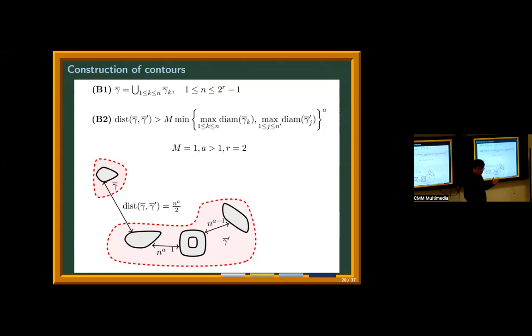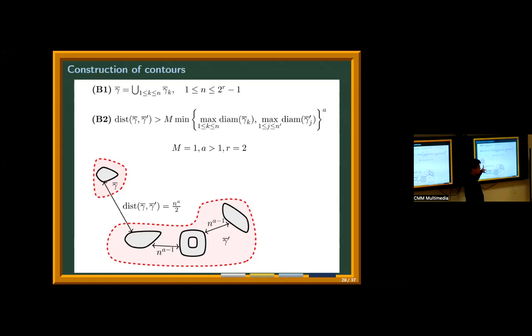If you take a look at B2, the contours must be far from each other. How far? Since we assume that each of these pieces has diameter N, the max of all N is N, and the min of N is N. M is equal to 1 because we just choose M to be 1. Replacing everything, the distance between contours should be larger than N^A. If you look here, I forced this distance to be N^A/2, which makes the distance condition false. Since it's false, that's not the correct decomposition. I'm giving a picture that makes the statement false, because they are too close.